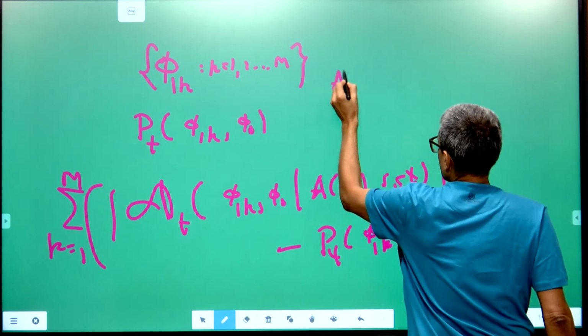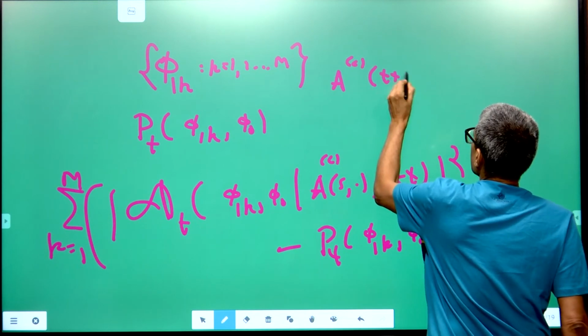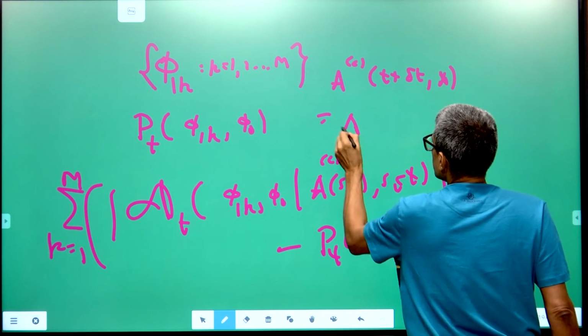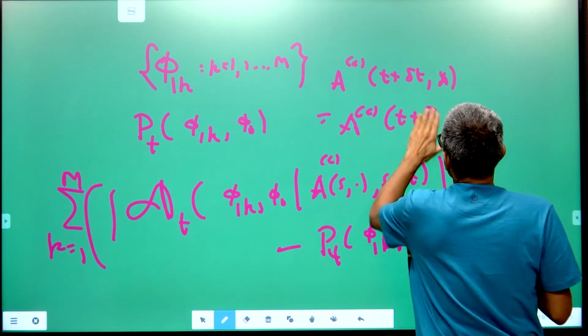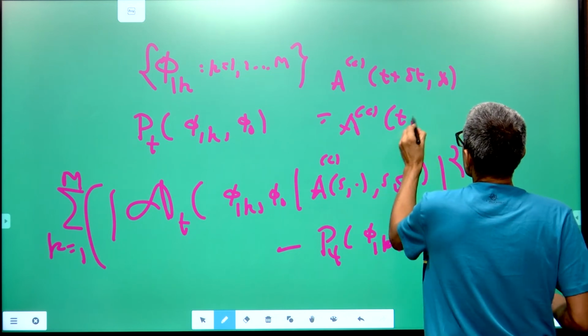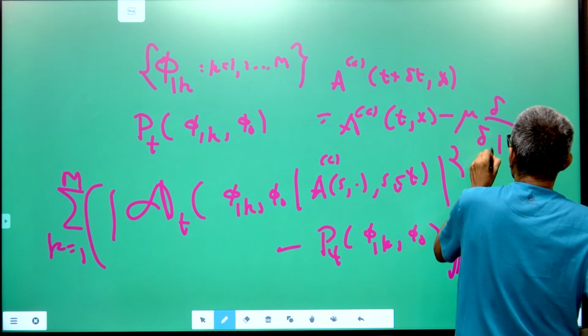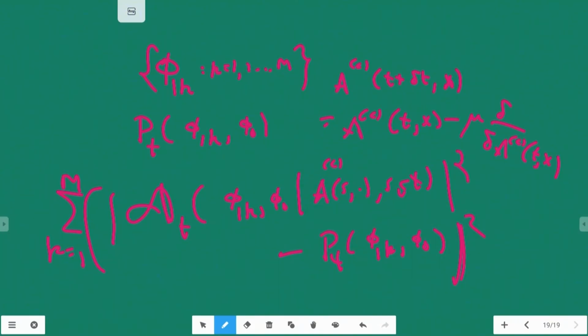That means you call it AC. So, AC at t plus delta t comma x is equal to AC at t comma x minus mu of delta by delta AC of t, x of this quantity. This whole quantity you put here and you calculate the variational derivative.